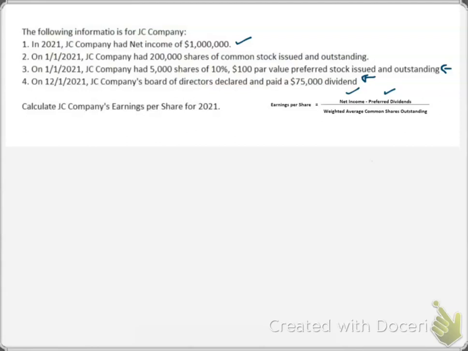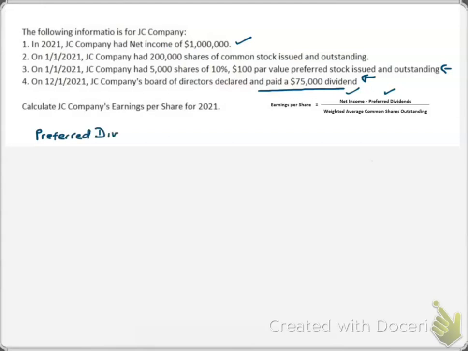Now, we first need to figure out how much was the dividend that was paid to the preferred stockholders. The question does not say that they paid a $75,000 dividend to the preferred stockholders. If they did, we could have just plugged that number into the numerator. They just said that they paid a $75,000 dividend. So let's figure out how much of that dividend should go to the preferred stockholders.